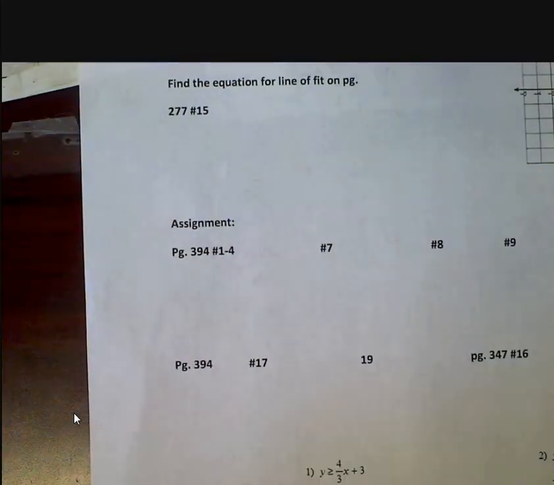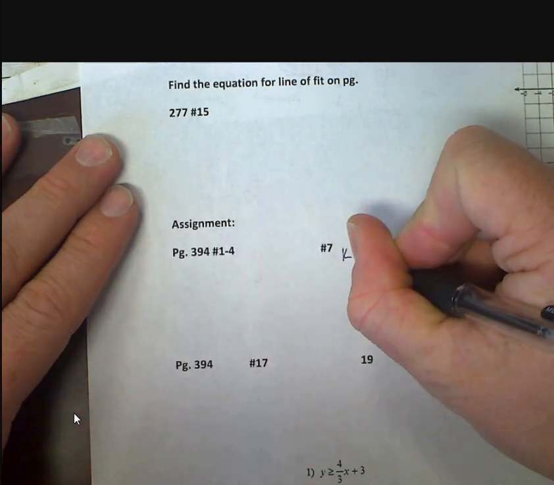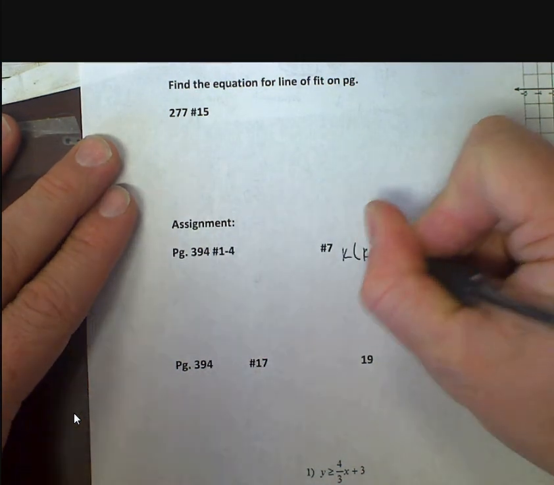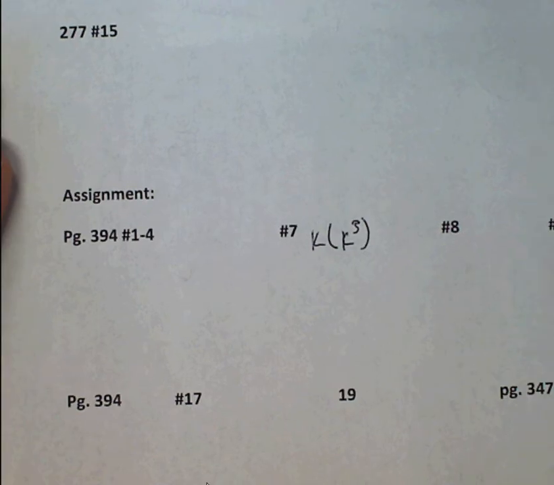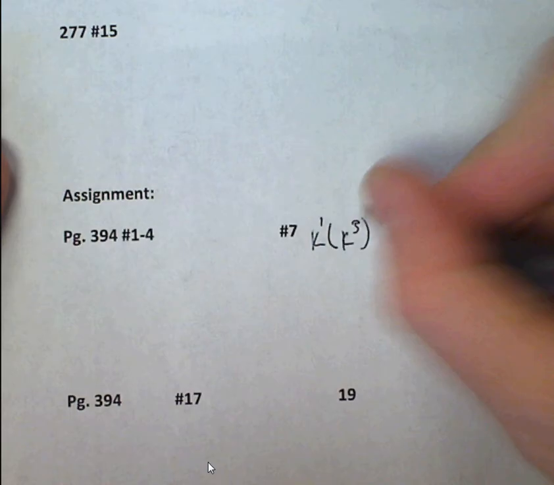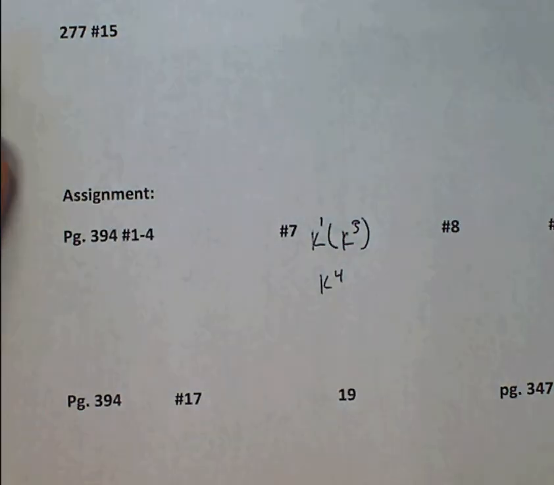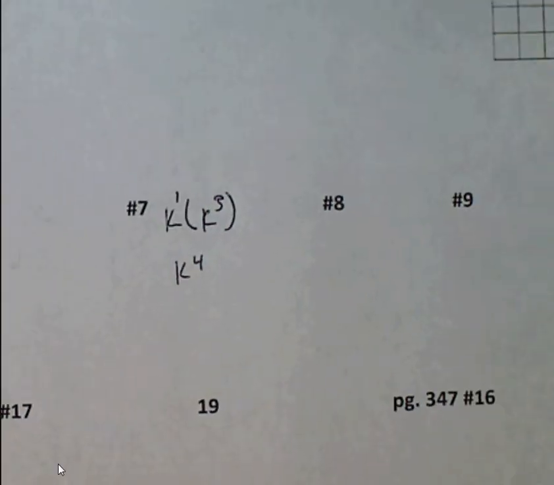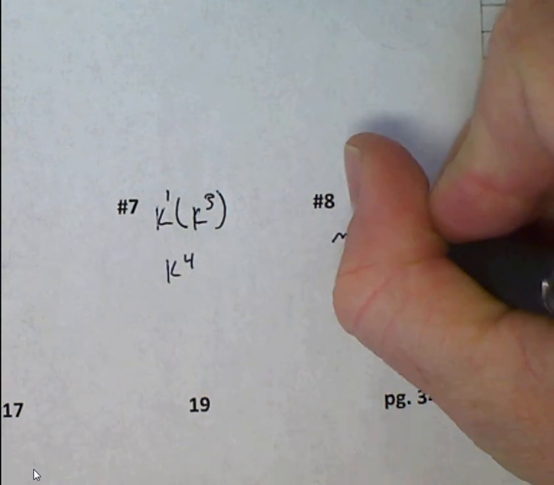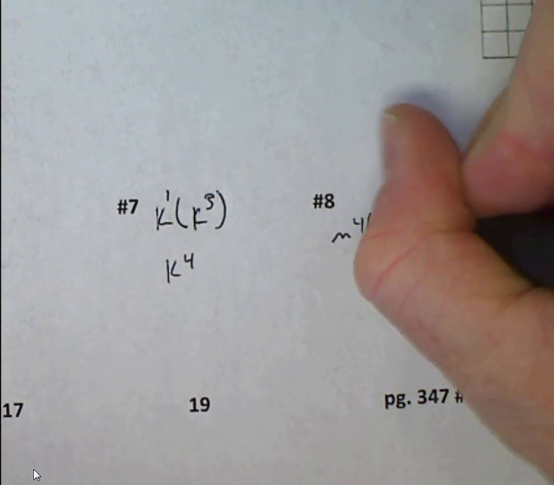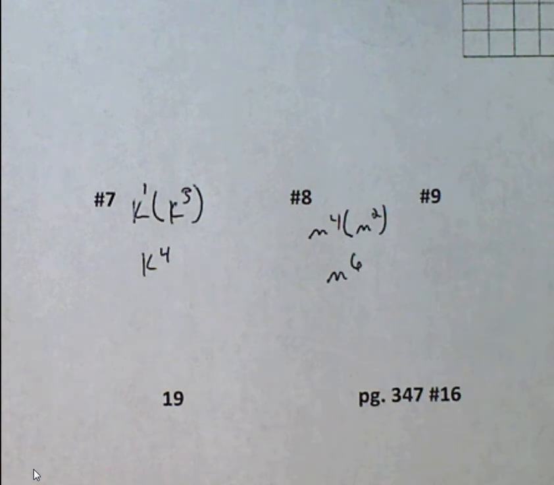Now we're on number 7. On number 7, they gave me k parenthesis k to the third. So I have 1k on the outside, 3 on the inside, so this would be k to the 4. I add them because they are side by side. Number 8, m to the 4 parenthesis m squared. This would become m to the 6.